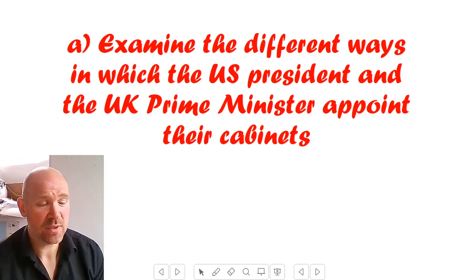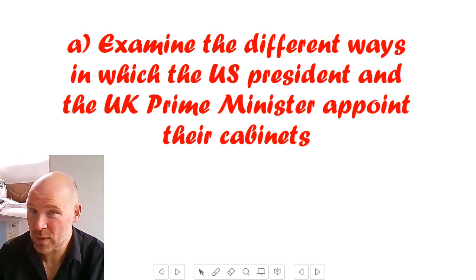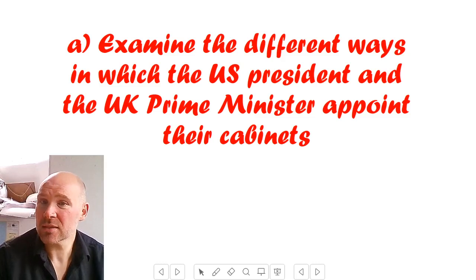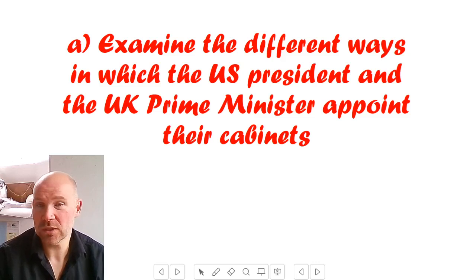It's a 12-marker, so we don't need an introduction and we don't need a conclusion. There is no AO3 marks, so there's no evaluation. We're not trying to persuade the examiner of a particular point of view. But there is analysis, so we need to show what the different ways are and perhaps the impact that they have or why those differences might exist. So we need to go further than just facts. We need to use examples.